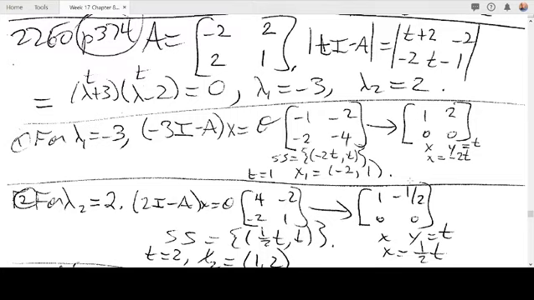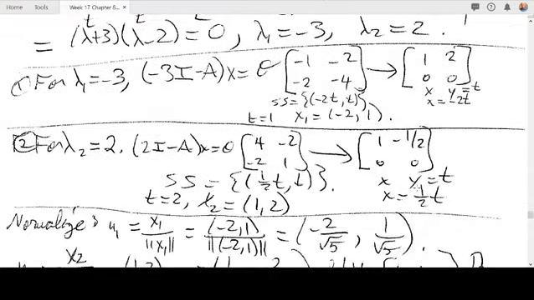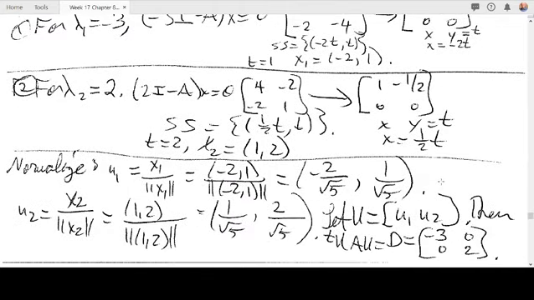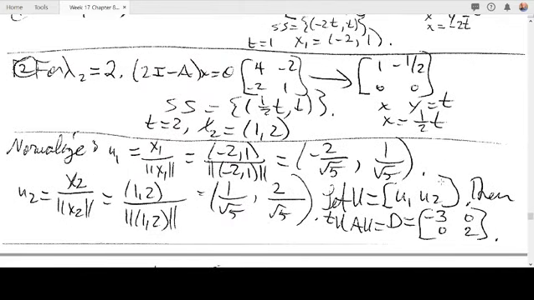And for each eigenvalue, we find the corresponding eigenspace. So for lambda 1 equals negative 3, we get an eigenspace of negative 2t comma t. If we let t be 1, we get a basis for the eigenspace as negative 2 comma 1. And similarly, for lambda 2 equals 2, we wind up with a basis for the eigenspace, if we take t to be 2, of 1 comma 2.